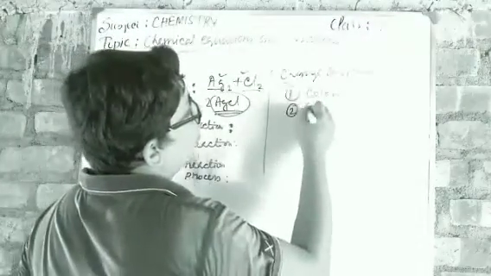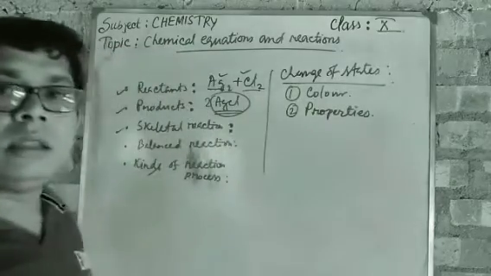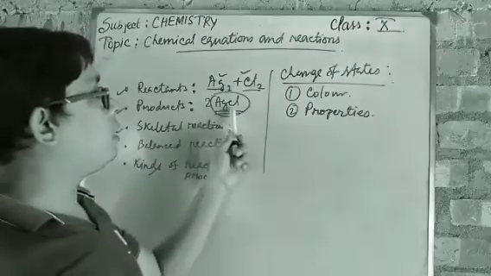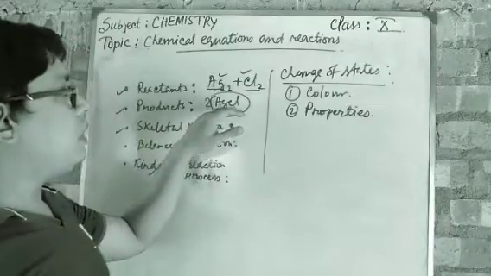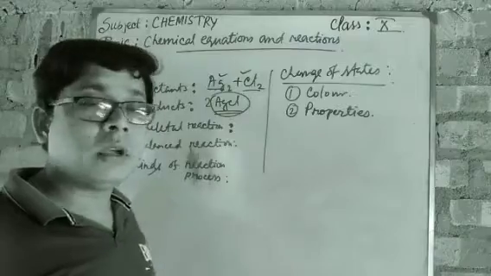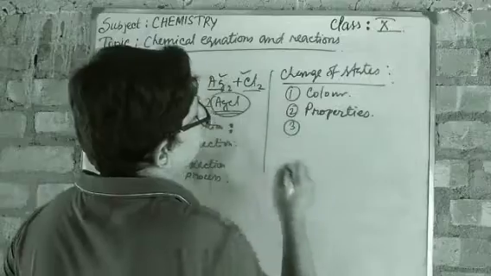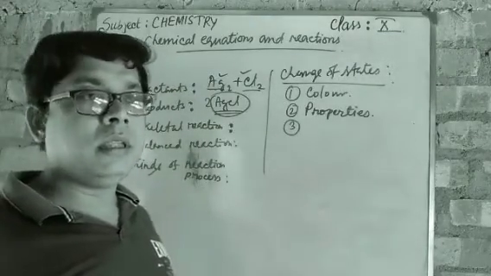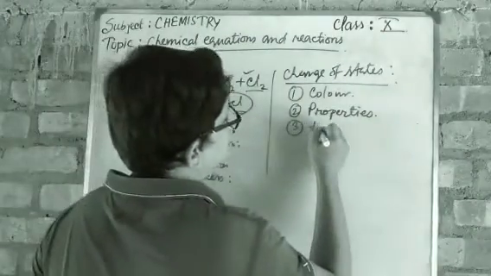Number 2, properties or the states. In your book, states is written. It means the property of the product can be changed. The property of the new product that has been produced and the property of the two reactants can never be the same. It will be totally changed. Number 3: color is completed, then property is completed, and then we can go for its temperature.